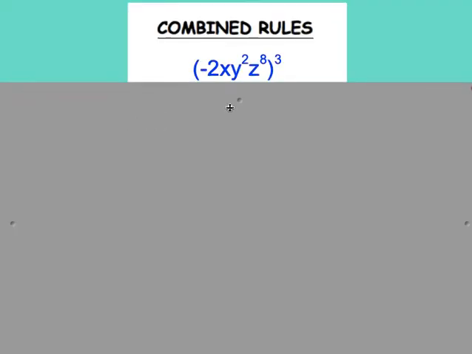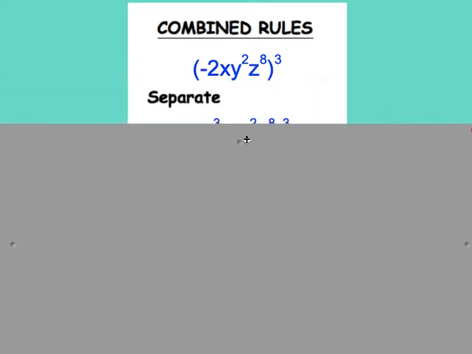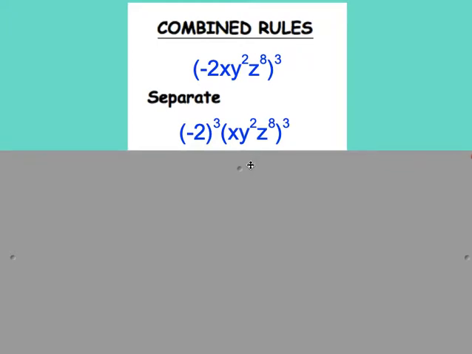Okay, now let's look at some more interesting problems. So you can flip ahead in your foldable. Okay, it says combined rules. It's on page 6. So when they're combined rules, I'm going to show you all the steps, but you can condense steps, and we'll talk about it as we go. So the first thing you want to do whenever you're doing combined rules is you want to give, in this case, everybody the third power. So I separate the coefficient from the variables. Negative 2 to the third, and then x y squared z to the 8th, all to the third.